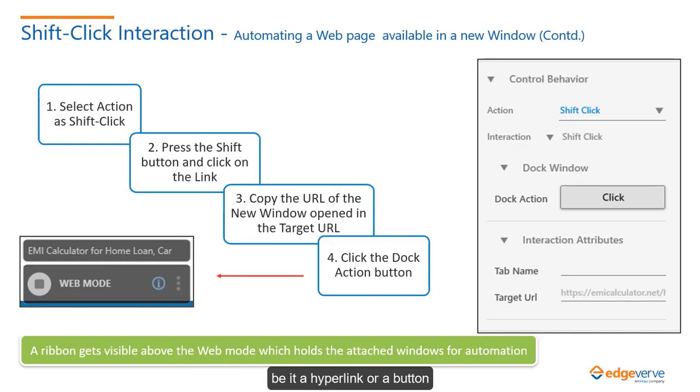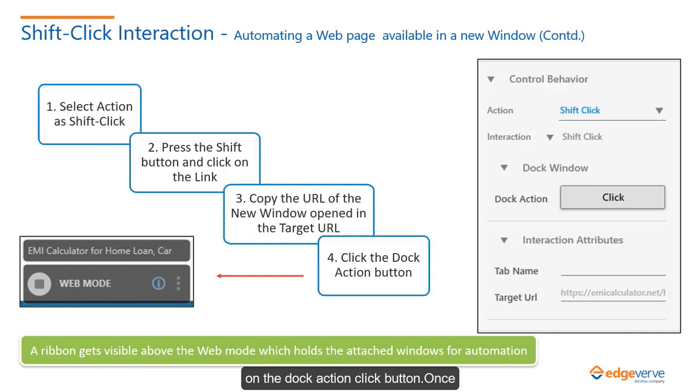Be it a hyperlink or a button, the action to be configured on that particular button or hyperlink is shift-click. Secondly, press the shift button and click on that particular link or button. It will open altogether into a new tab. Now, copy the URL of the new window opened in the target URL of the properties section.